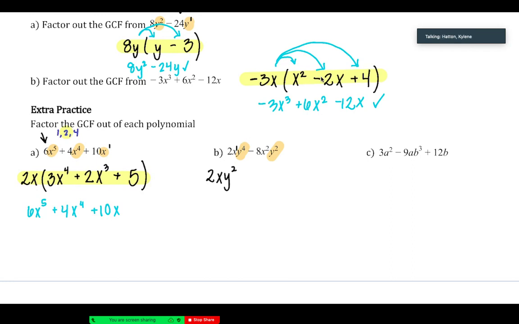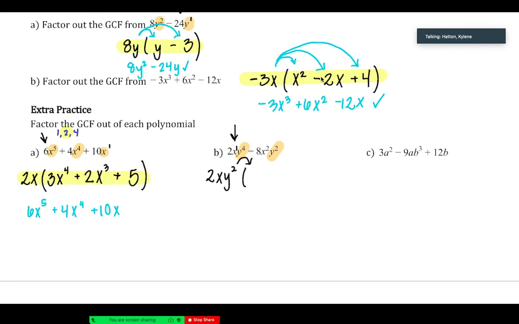So I can pull out a 2xy squared. And then when I pull it out, I'm kind of doing the opposite of distributing. So I can think 2xy squared times what is going to get me back to this first term, 2xy to the fourth. Well, 2 times 2, or 2 times 1, that stays the same. So this would just be a 1, but we don't need to write that.